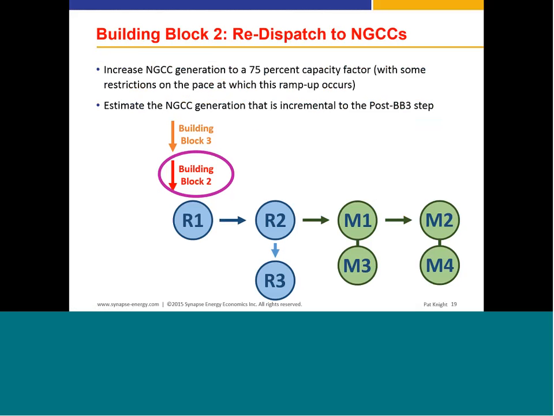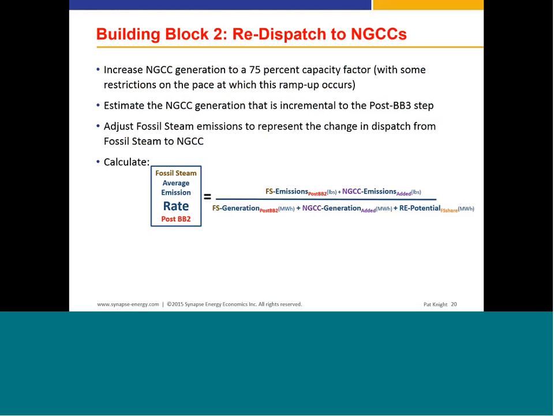Next is building block 2. So in building block 3, the last step, we looked at what happens when new renewable generation comes online and displaces fossil steam and NGCC generation. In building block 2, we're saying, well, what happens if generation at existing NGCCs increases and displaces existing fossil steam generation? So here, EPA is assuming that NGCC generation is ramping up to 75% over time. There's some restrictions there that we can get into if you're really interested. And they figure out how much fossil steam generation is displaced by this new NGCC generation. And that's the formula that we're showing down here.